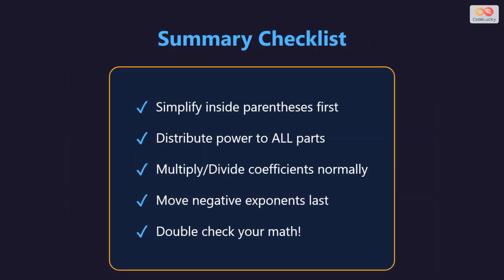To wrap up, remember this checklist for success. Always simplify inside the parentheses first if you can. Distribute your powers to every single part of the base. Handle your coefficients like normal numbers. And always save the negative exponent cleanup for the very end. If you follow this process, even the hardest problems will fall apart into simple steps.